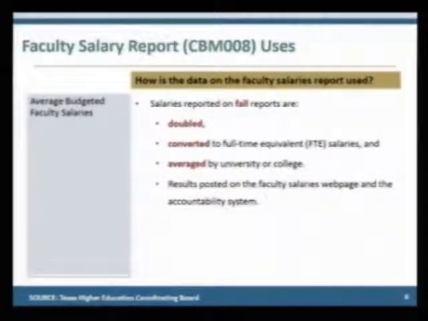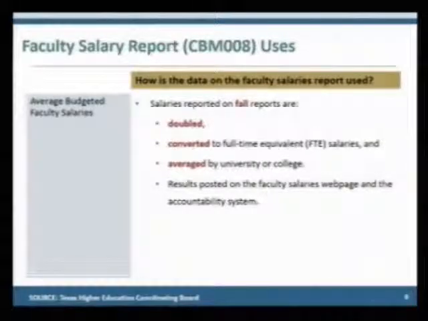We double it. We convert it to a full-time equivalent, but we do it a little differently. We don't just divide it by the percent of time. In this case, for this report, we're only looking at full-time, 100% teaching faculty. So we've got a much tighter restriction on who's included in this report. And so in order to convert it, we basically convert everybody to a 9-month contract.